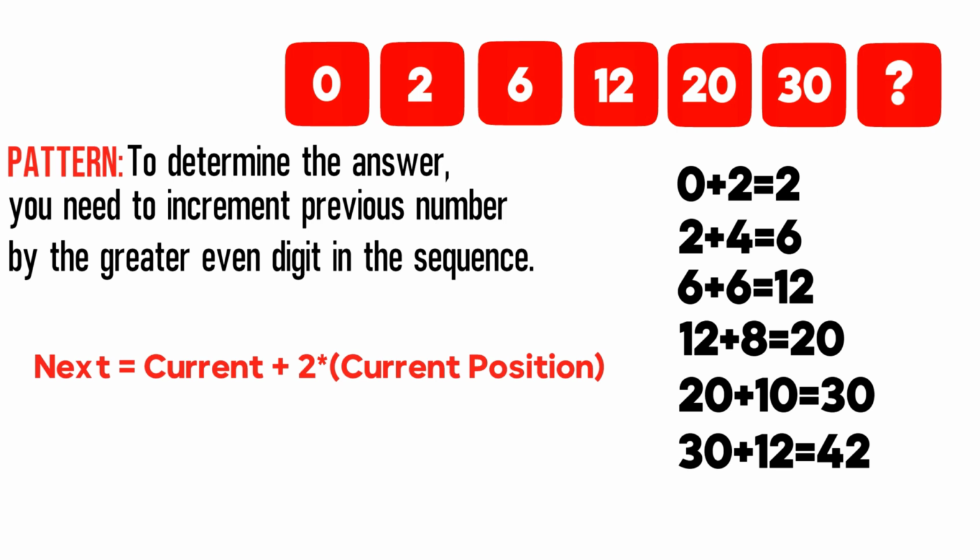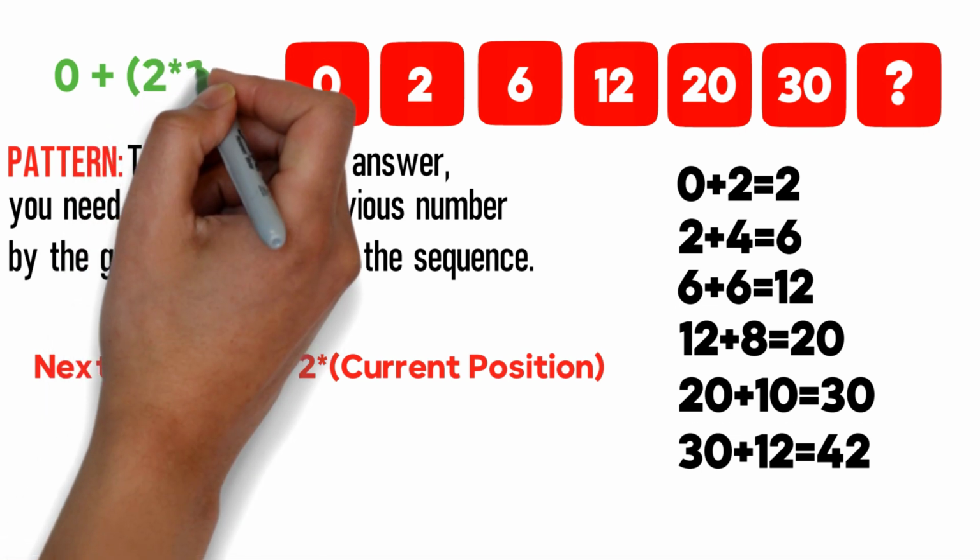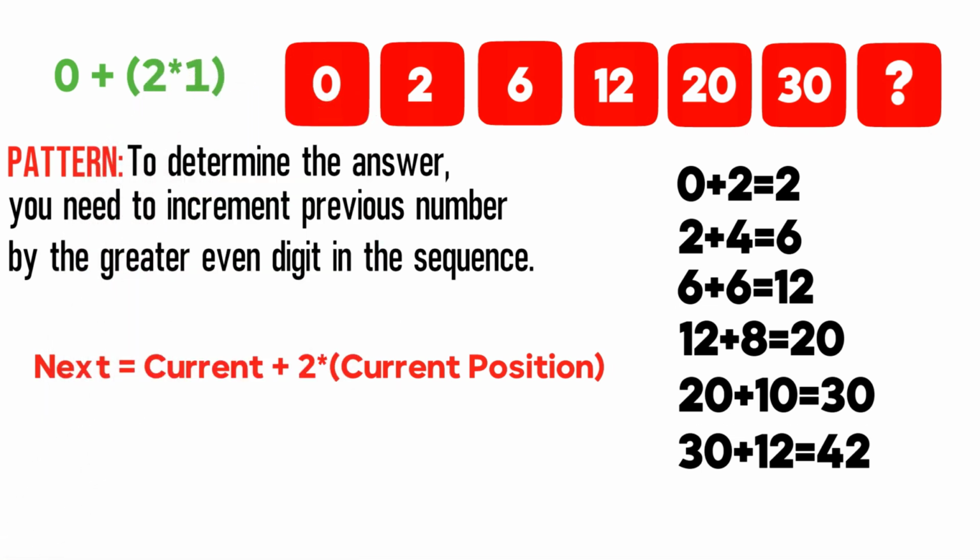To determine the next number in the sequence, we need to add the previous number, which is 0, and then 2 multiplied by 1, because the number 0 has the first position in the sequence. Instead of using the formula, you can also use the next even number and add it to the previous number. The even numbers are 2, 4, 6, and you can increment them down the list.